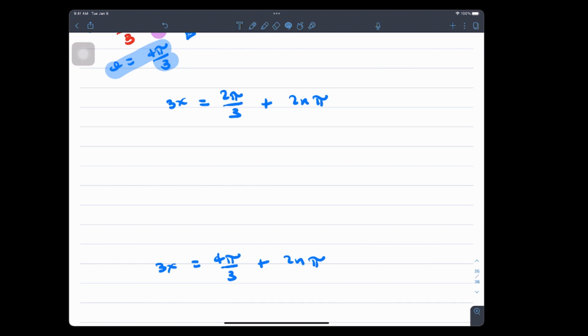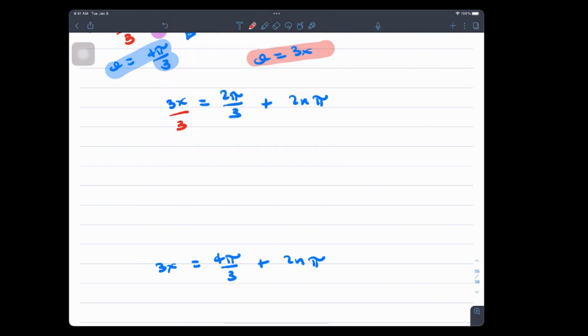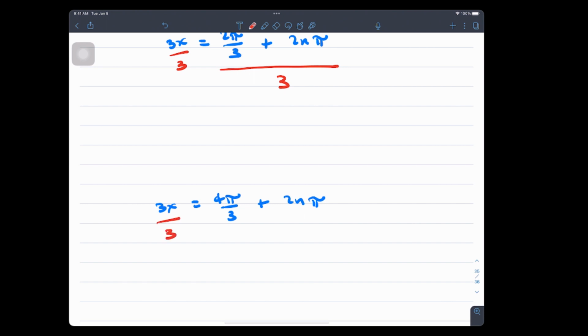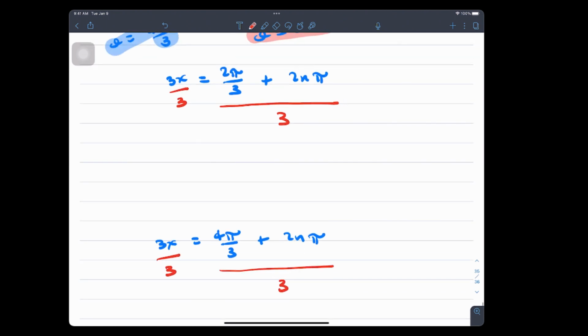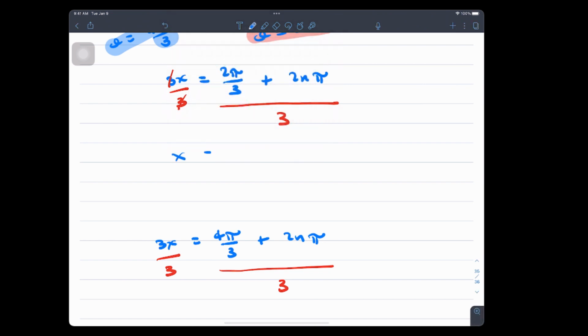So now you can solve for what? All right, remember, theta is 3x. Solve for x. Divide left, right, middle by 3. Cancel. Use the algebra. You're distributing your division by 3. This one, we just keep as it is.